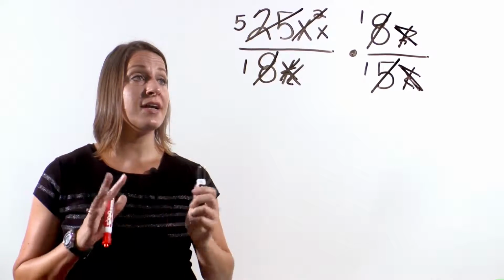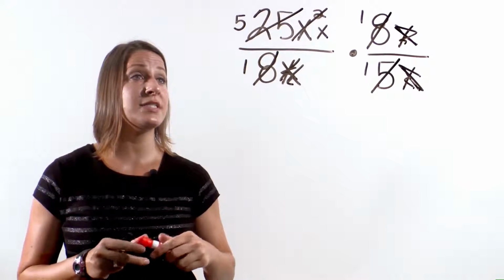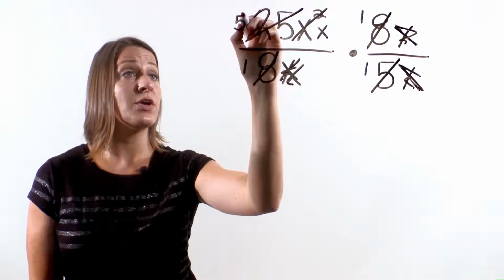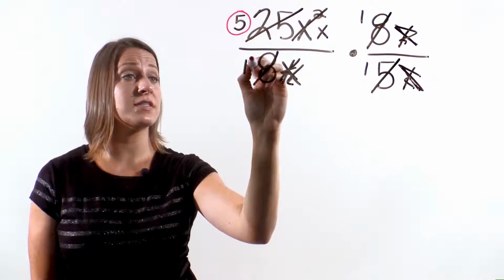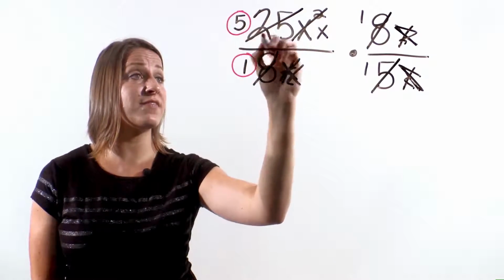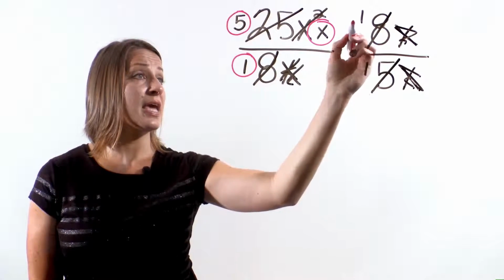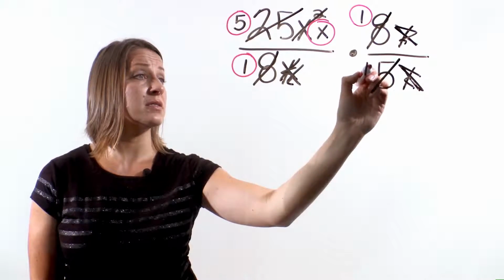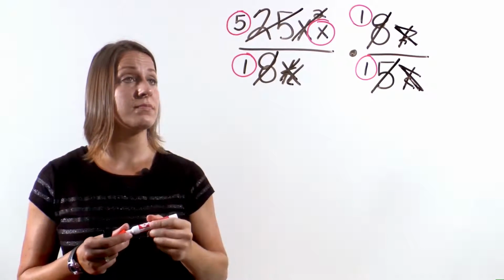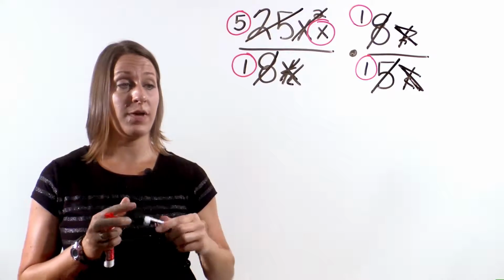Okay, kind of looks like a mess. It's really important to keep up with what you have left. We have a 5 left over 1. We have a 5x left over 1. And then we have a 1 over 1. So now we're ready to multiply.